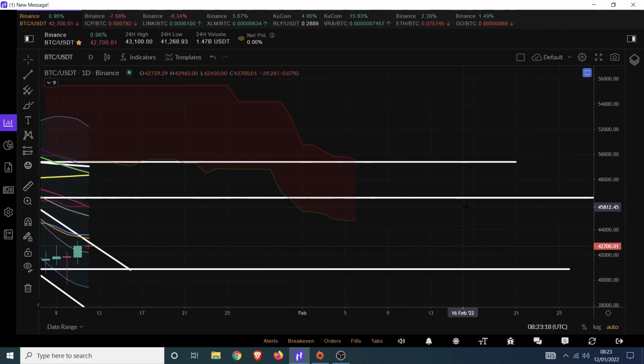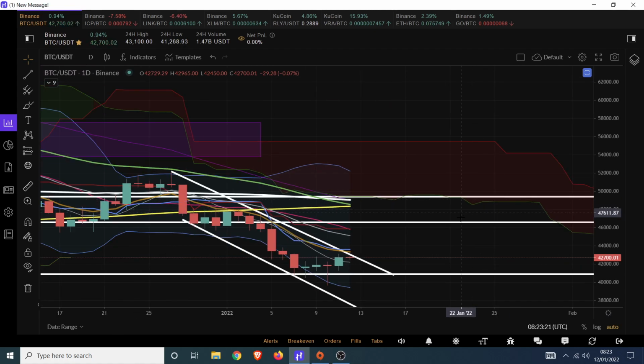So we're going to talk about this incoming death cross. As far as I'm concerned, a death cross already took place. It was the one on the exponential. I prefer exponentials when it comes to Bitcoin for obvious reasons, because crypto in general is pretty volatile.